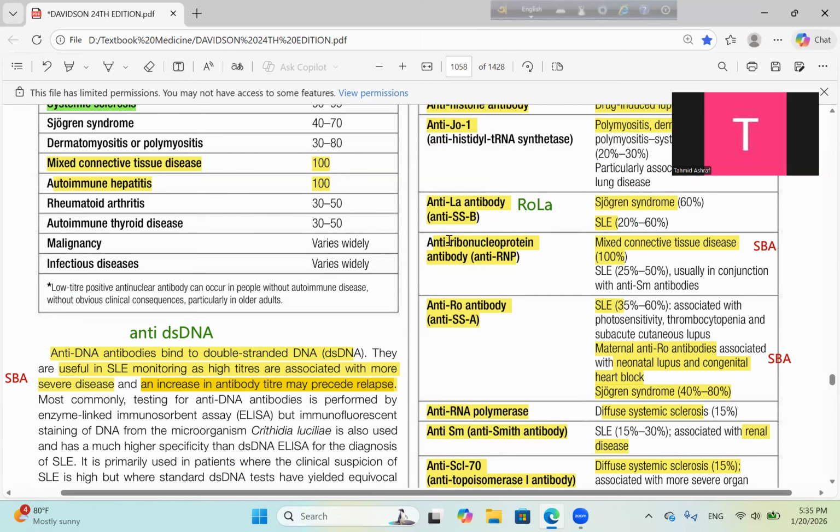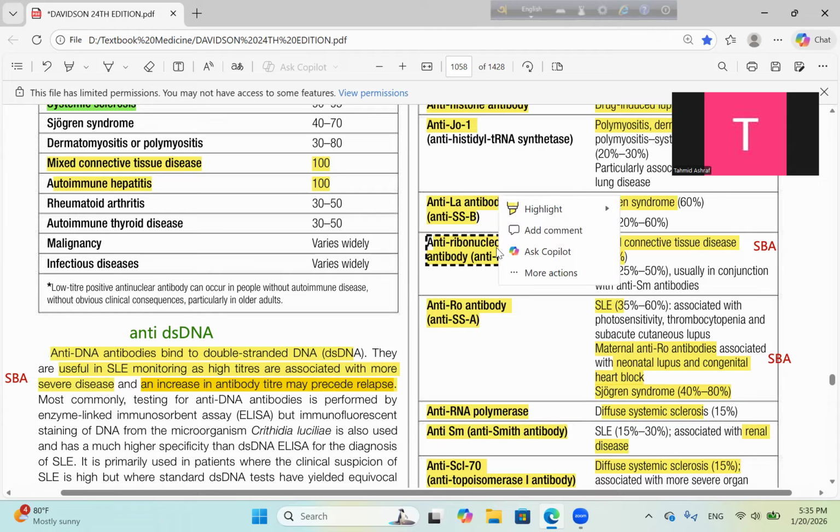Next, let's come to anti-SSA or anti-Rho. It is found positive in SLE. Maternal anti-Rho antibodies are associated with neonatal lupus and congenital heart block. Very important. So anti-Rho is associated with neonatal lupus, congenital heart block, and also Sjogren syndrome.